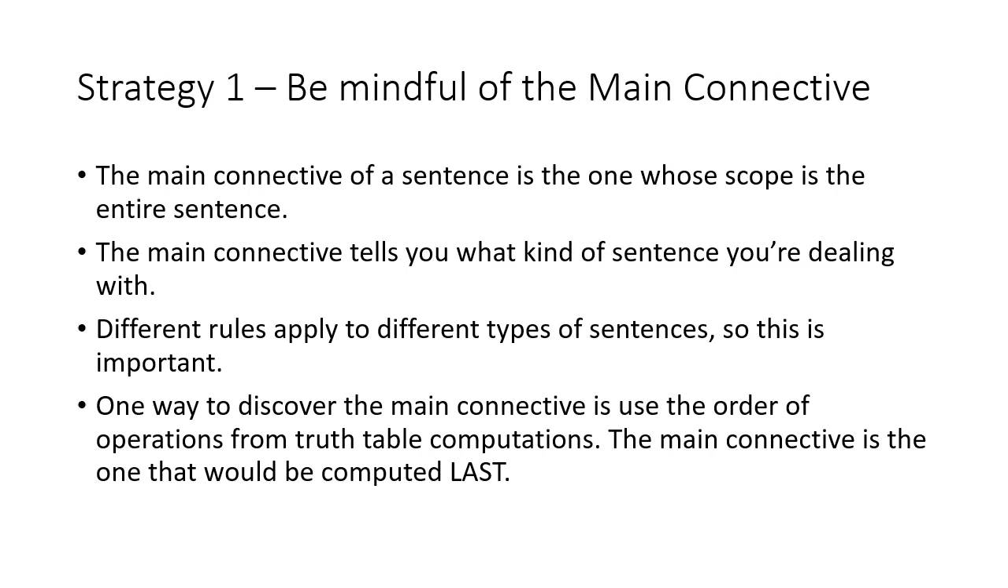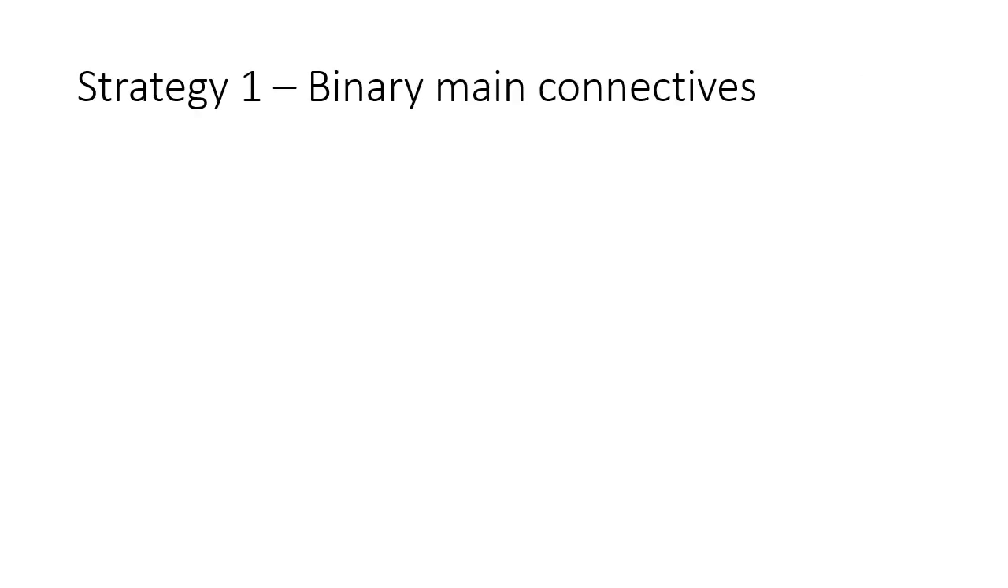One way to figure out which one it is, if you're doing a truth table computation, is that it's the connective that you do last. For instance, if you are looking at a sentence that has parentheses, you always do the computation within parentheses first. That tells you that connective is not the main connective, because it just deals with the stuff inside the parentheses, whereas the main connective will be outside of those parentheses. That would be the one you do last, and thus the one with the most scope.